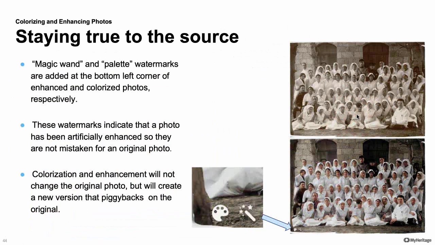Another thing that it's important to mention is that we're staying true to the source, meaning that we're always keeping the original version in place. We never touch the original one. Each time you perform a colorization or enhancement, we save it under an additional version. Also, on the bottom part of the screen, you'll see an indication that the photo has been colorized or enhanced. We add the palette to colorized photos, like a watermark. And if I enhance, we'll add the magic wand icon. So this way, once you share or show this photo to friends, you'll know that this photo has been changed from the original. And we will always save the original version intact.